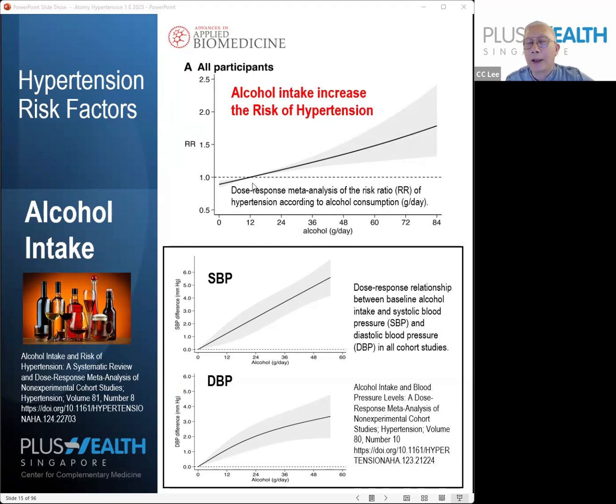So it doesn't mean that you should abstain totally from alcohol. A small amount of alcohol doesn't have a problem itself. But beyond 12 grams per day of alcohol, the risk of having hypertension increases proportionally. The increase from alcohol on your blood pressure is both systolic as well as diastolic. Both are affected. It means the high number and the low number are equally affected. It doesn't increase only one number, it increases both numbers together.